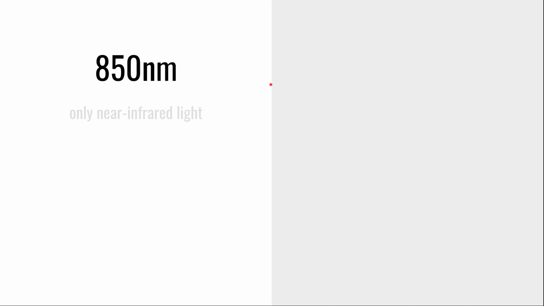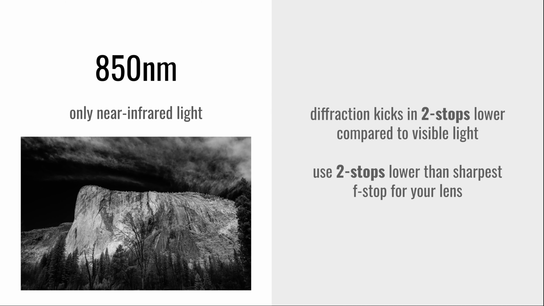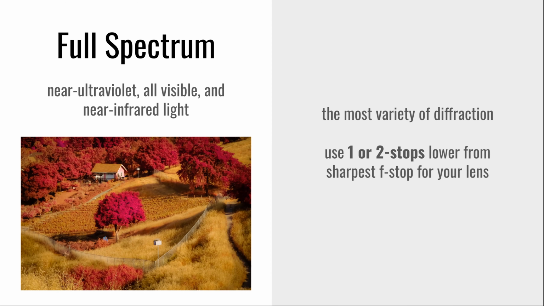Now, when it comes to 850 nanometers, this is only near infrared light, which is typically converted to black and white. For these images, the diffraction is going to kick in 2 stops lower compared to visible light. So you're going to want to use an f-stop that is 2 stops lower than the sharpest f-stop on your lens, 2 full stops when you're dealing at 850 nanometers. When it comes to full spectrum, near ultraviolet, all the visible light, near infrared light, the broadest amount of spectrum, and that's going to mean the broadest amount of diffraction that will exist in your images. If you want to be safe, I would still say use 2 full stops from the sharpest spot in your lens, but just be aware that full spectrum means you're going to have the most amount of diffraction.